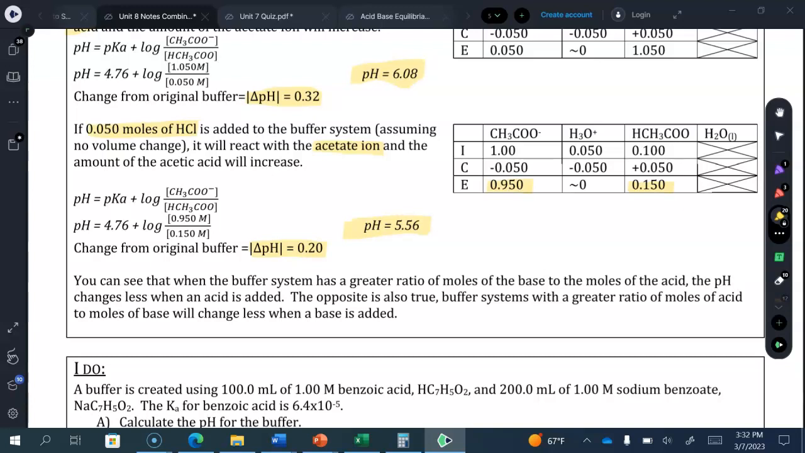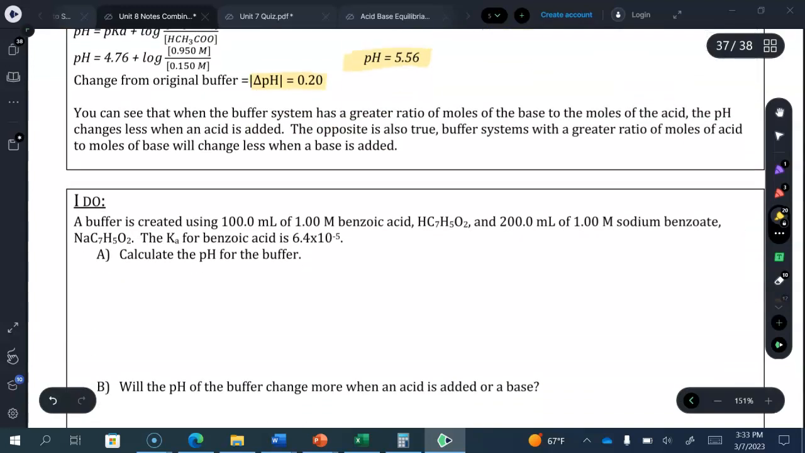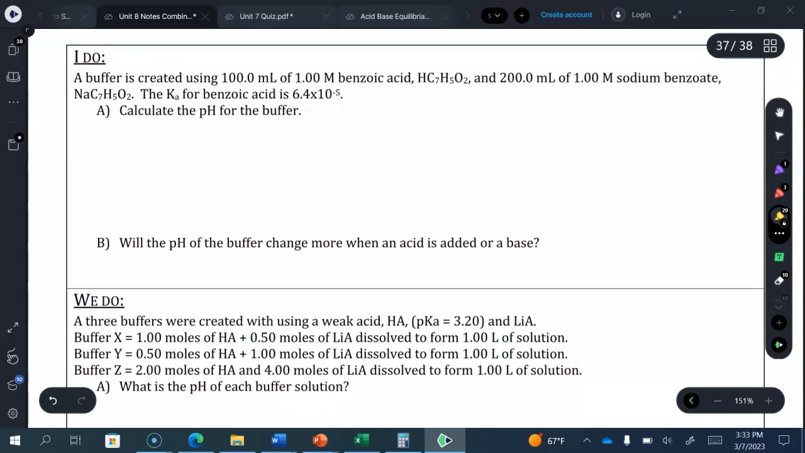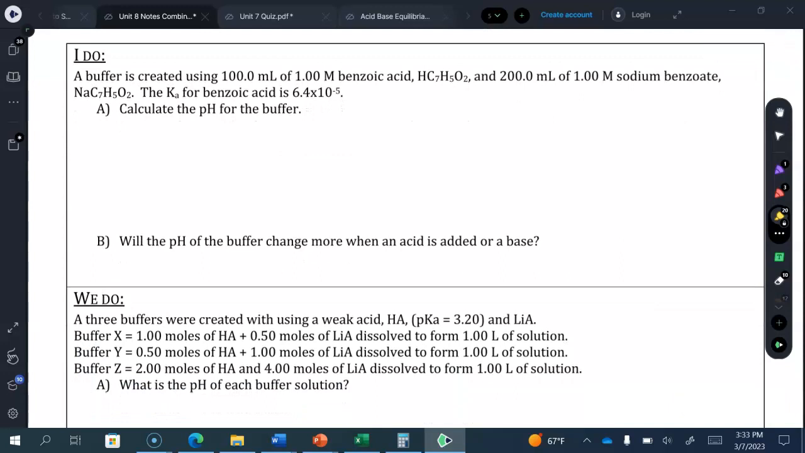So buffer systems with greater ratios will resist the addition of the opposite to the system. So they buffer out whatever's in greater concentration. Okay, a buffer is created using 100 milliliters of a 1 molar benzoic acid and 200 milliliters of a 1 molar sodium benzoate.